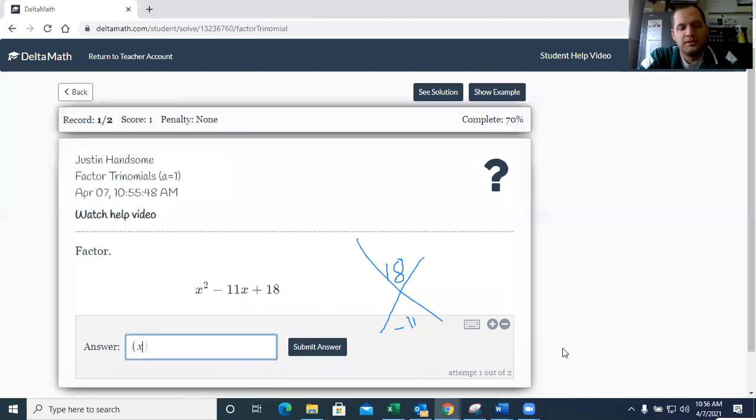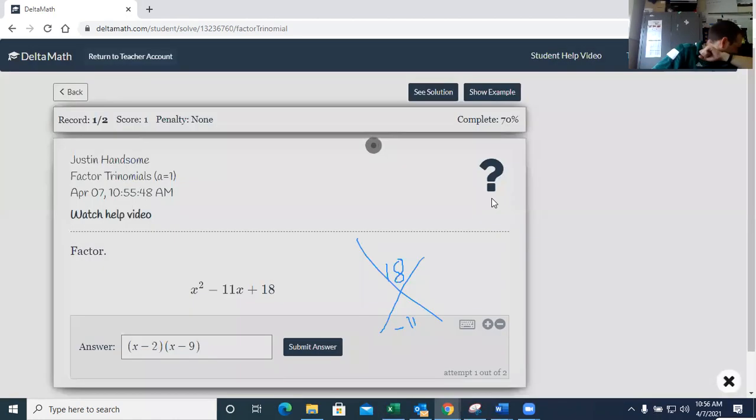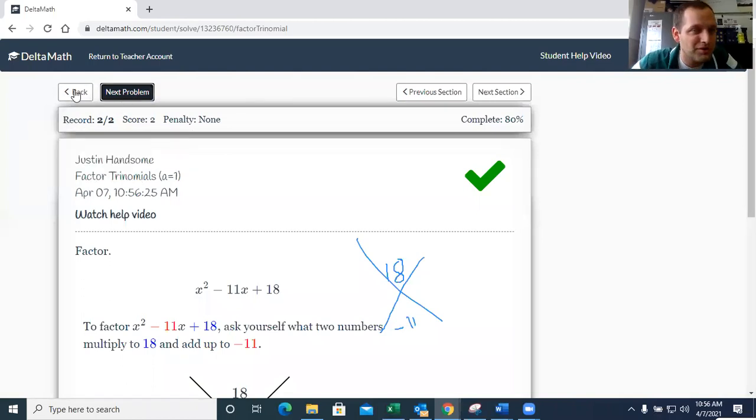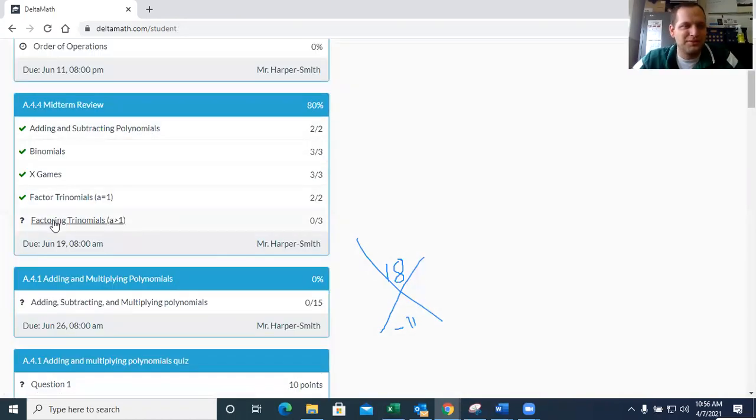Keep thinking. We hint they're both negative. If you guessed -9 and -2, you are correct. Okay, 2 out of 2. We're done with those ones. Awesome. The last one here, we go.